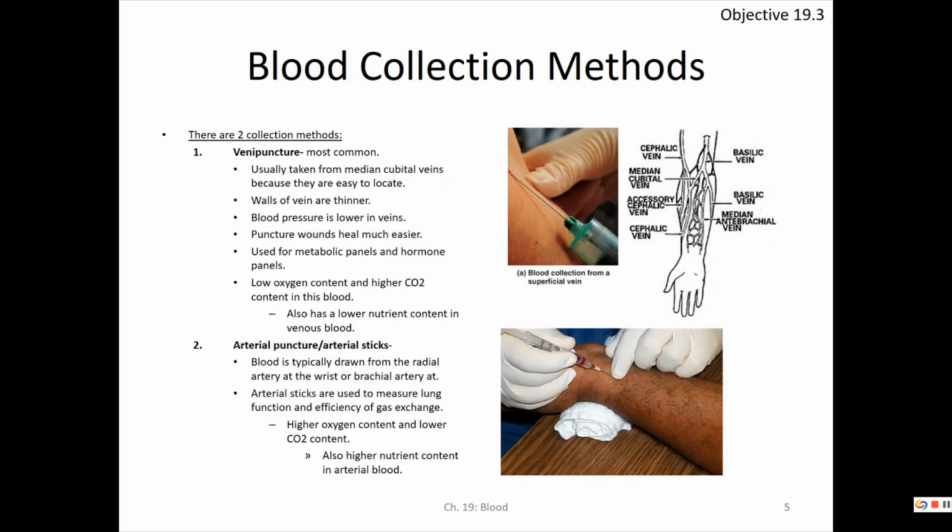Now, venipuncture is the more common. This is the one that you're going to see a lot where we go into a vein, usually right here, median cubital vein, which is the most common of the superficial veins that goes from your medial basilic.